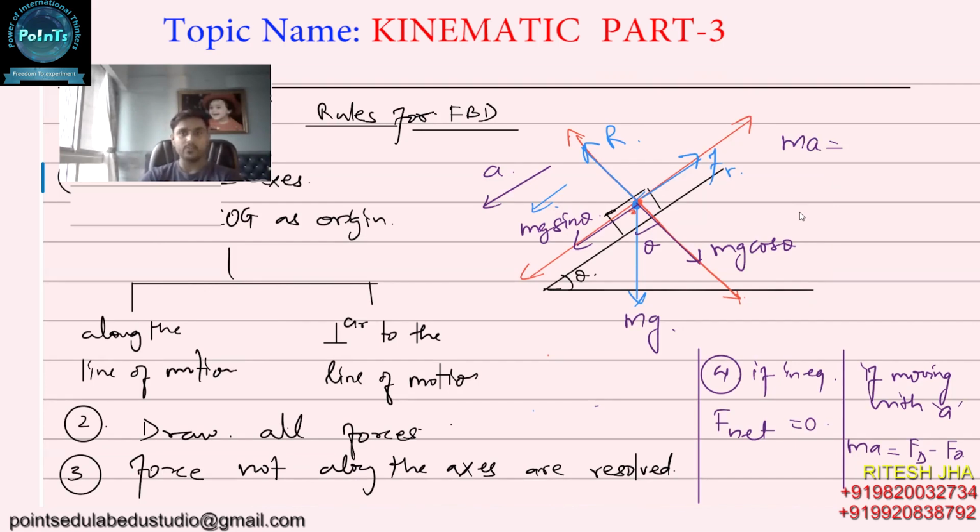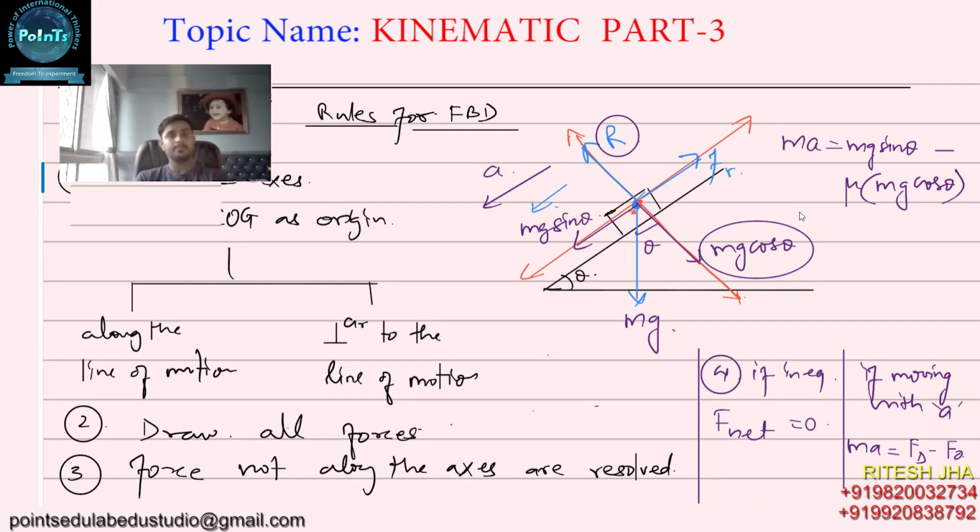ma will be equal to the driving force. In this case, the driving force is mg sin theta, which is pulling it down, minus the opposing force, which is Fr. That is the frictional force, which is mu R. So mu times R. Now this R will be equal to the reaction force, which is mg cos theta. Clear? There are some variations also. And mu is the coefficient of friction.